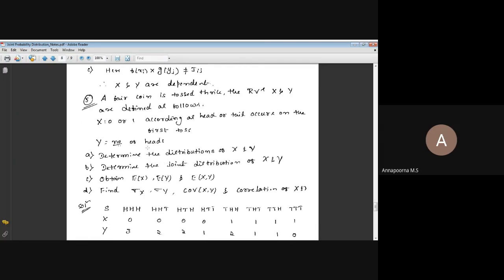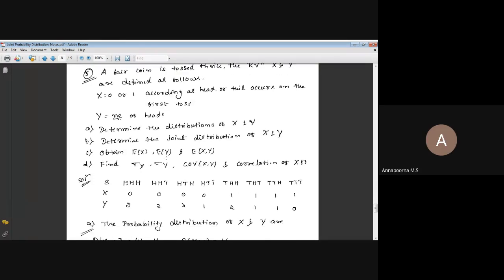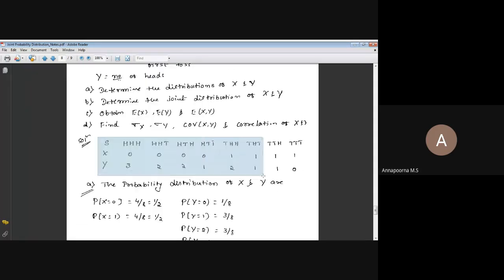So using this data, we need to determine the distributions of x and y. Again, joint distribution of x and y. And again, expectation of x, y, and standard deviations of x, y, covariance and correlation. So this also I have explained before.